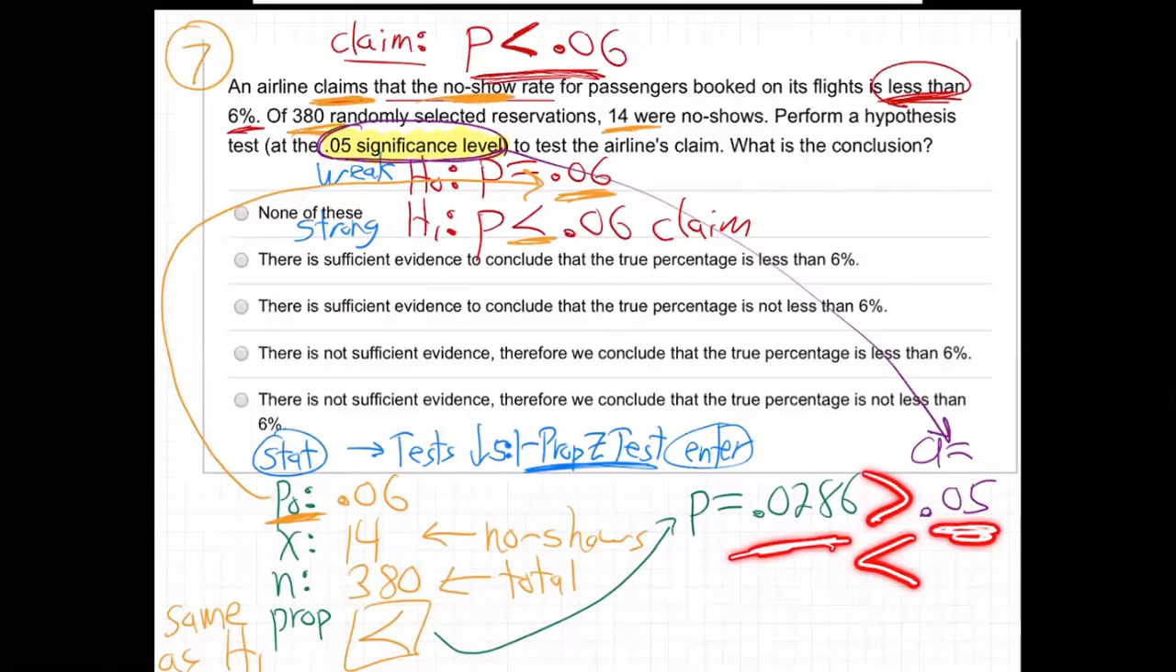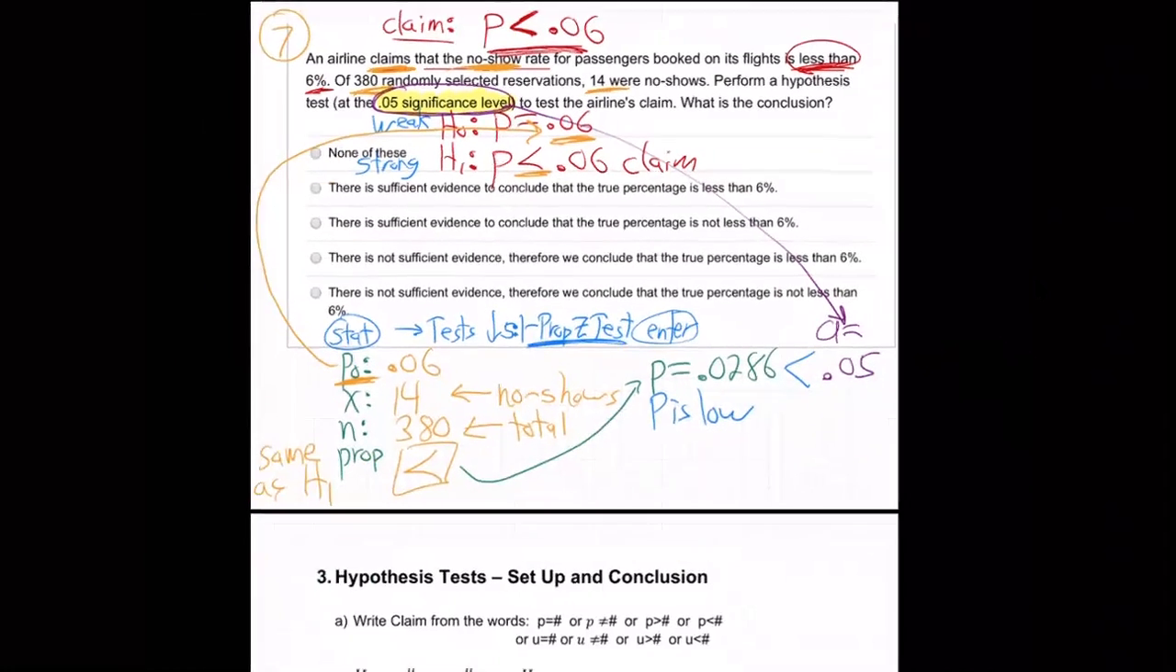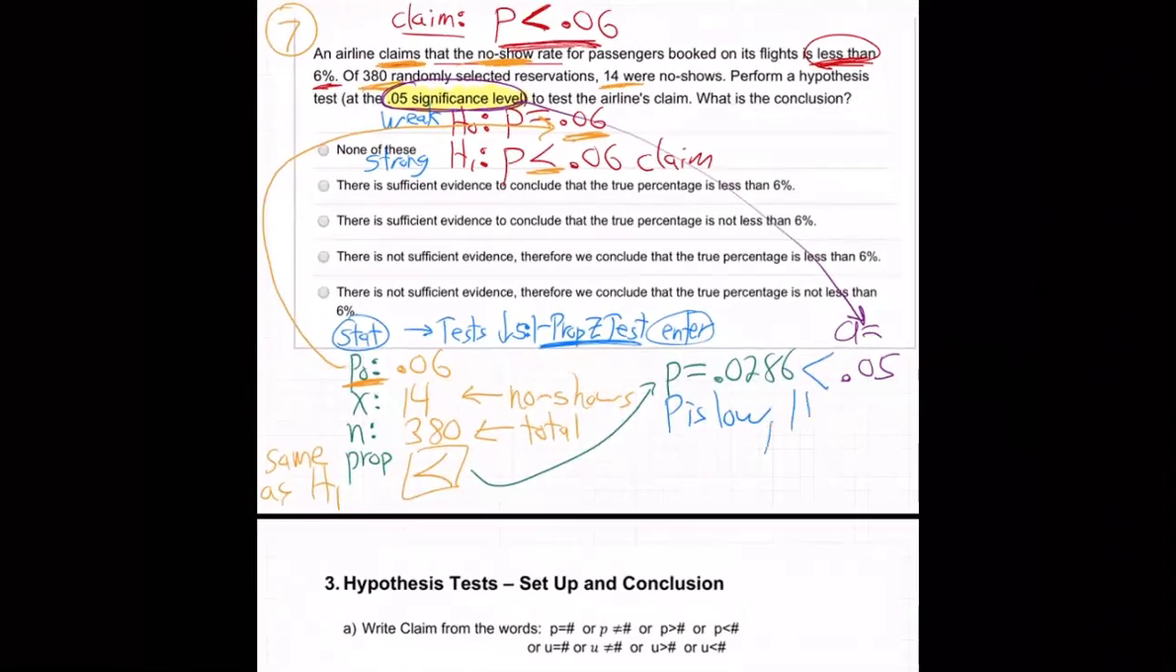It's less than. 0.02 is less than 0.05. Yeah, exactly. It's less than. So that means the P is low. The P is less. So if the P is low, the HO must go away, right?